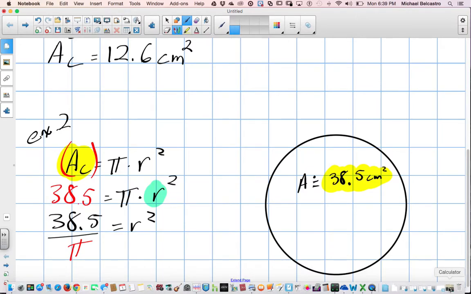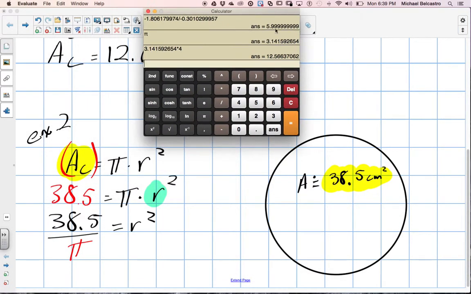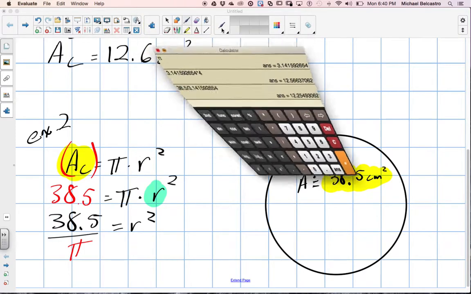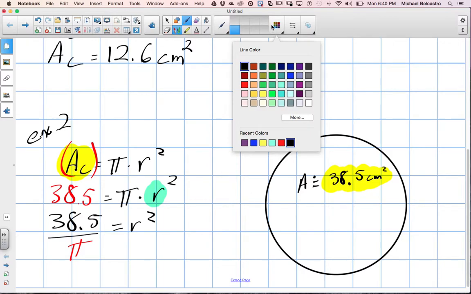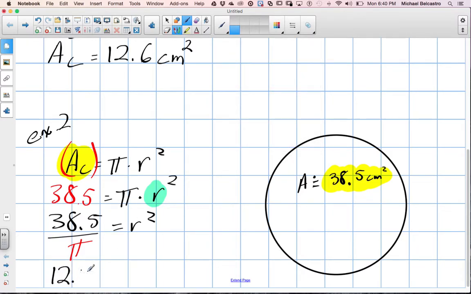Okay, so let's do that first, whatever that is. So let's get our 38.5. Luckily, we still have pi saved in our calculator. 38.5 divided by pi is equal to, that's going to be a really long decimal. Again, let's round it to 2 decimal places, okay? So if we're rounding to 2 decimal places, we go to the third number. 4 makes us round down, so we have 12.25. So we have 12.25 is equal to r squared.